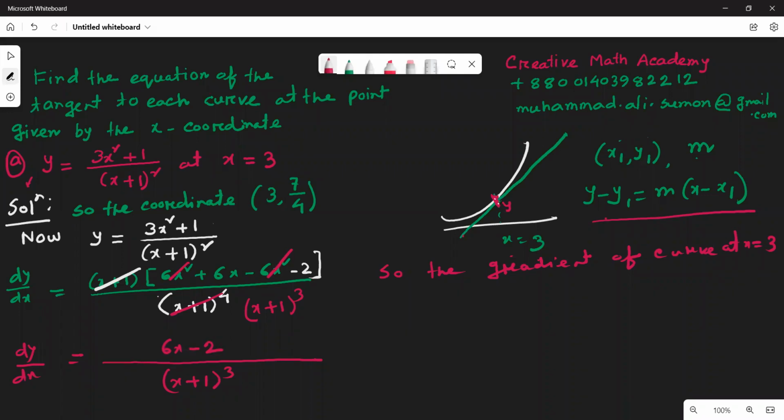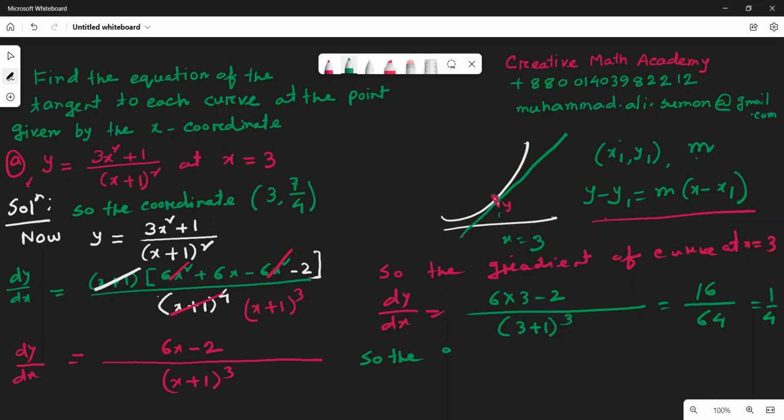The gradient of the curve at x equals 3, dy/dx equals, now we put the x value 3 over there: (3 + 1)^3, 6 into 3 minus 2. So 3 plus 1 is 4, 4 to the power 3 means 64 here. And 3 times 6 is 18, minus 2 is 16. So if we cancel, we'll get 1/4. Now our gradient is 1/4. So this gradient is also the gradient of the tangent.